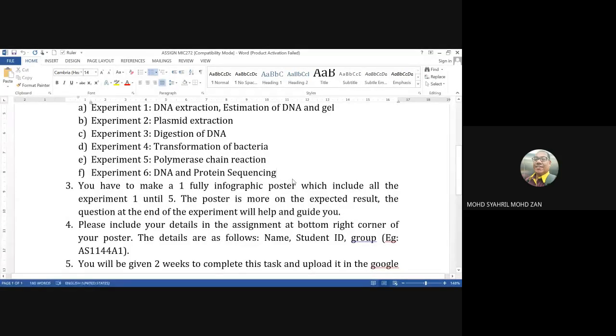So awak kena hantar juga. How? By answering all the questions in experiment number 6. So this one awak kena hantar juga. Okay.